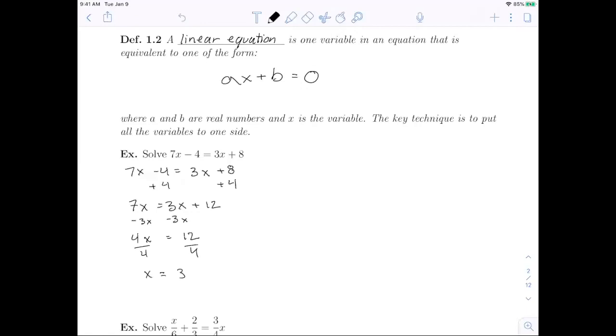For time's sake, we're not going to check our answers. I already did them, so I know that they're right. But I'll show you cases later where it's really good to check your answers, okay?